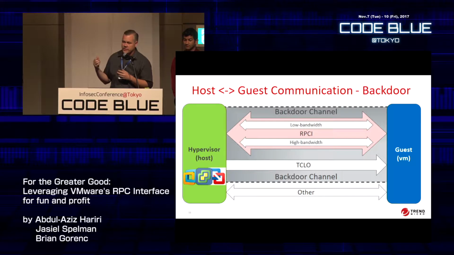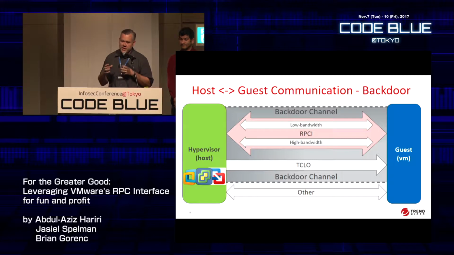RPCI is back and forth communication from the guest to the host. There's a lot of communication that happens over this channel, and there's two modes of communication that exist: one which is low bandwidth and one which is high bandwidth. The low bandwidth mode is when you're sending a small amount of information back and forth across the channel, and the high bandwidth mode is when you're sending a lot more information across the channel. Which mode you're going to be using depends on how you structure the messages over this RPC interface.